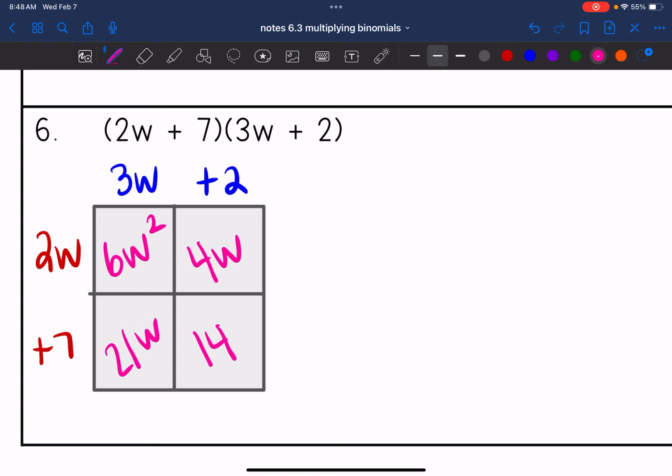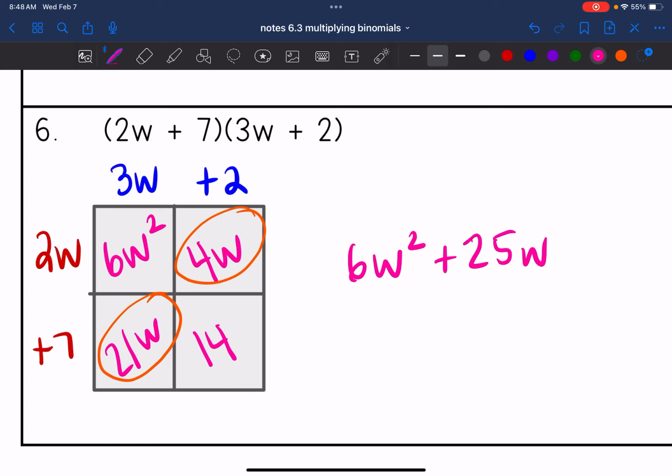Okay, so let's take these out of the box. 6w squared is the only one with second power. Okay, then we have 2 terms that have w. 21 plus 4 gives me 25, so plus 25w. And then I still have my plus 14 at the end.